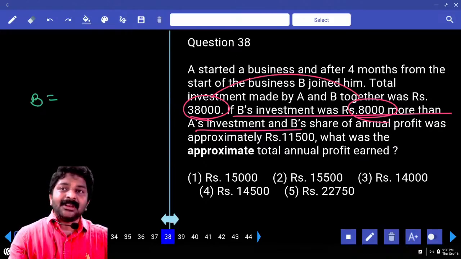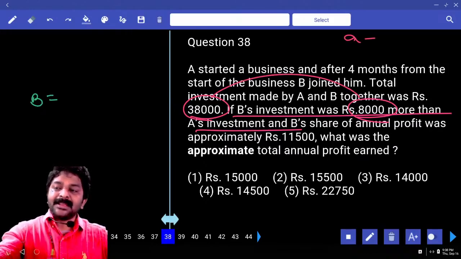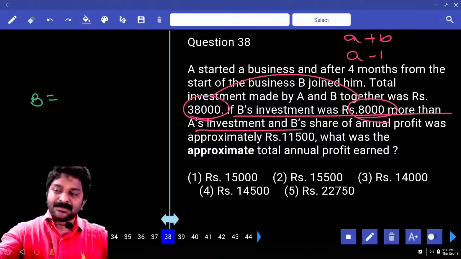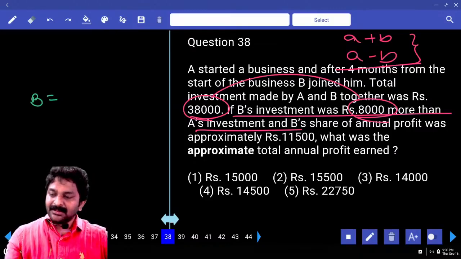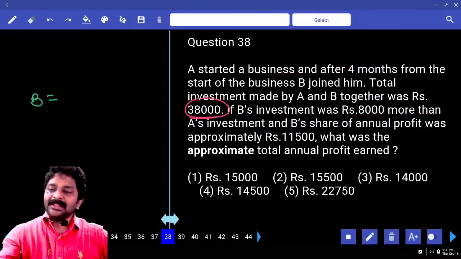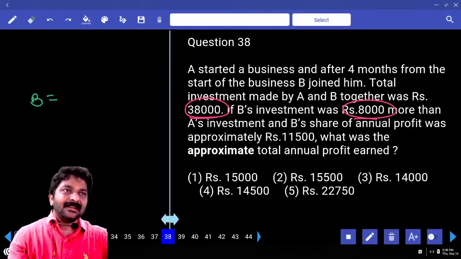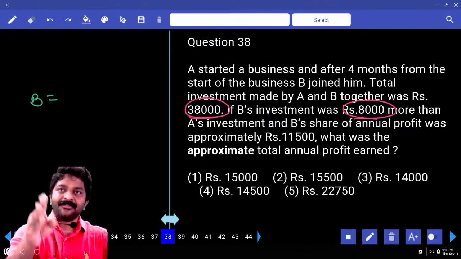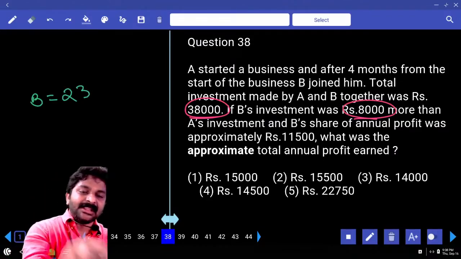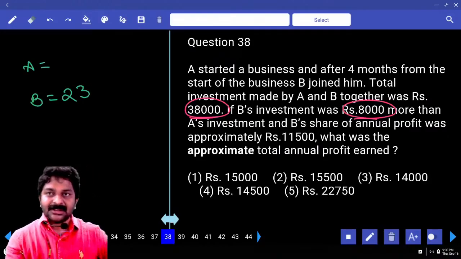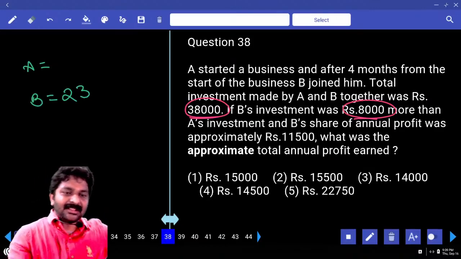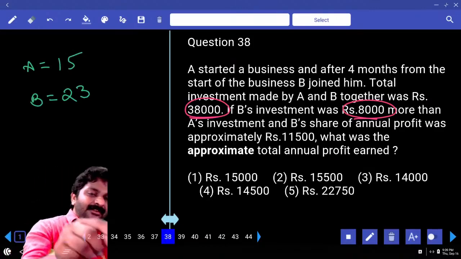Sum divided by 2 only? When you have A plus B and A minus B, how do you get the A value? The sum of these two numbers will give you 2A, and half of that. Correct? So now the same I am using. 38,000 plus 8,000, 46,000. Half of that is 23,000. The sum of A and B is equal to 38,000. Out of 38, 23 is already there. Then the A value is 15.